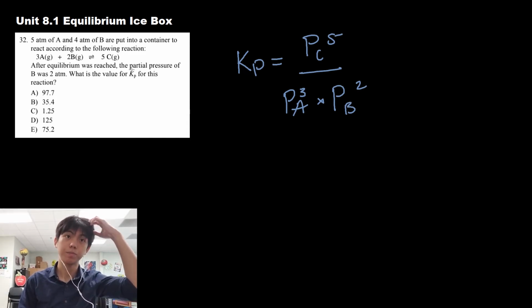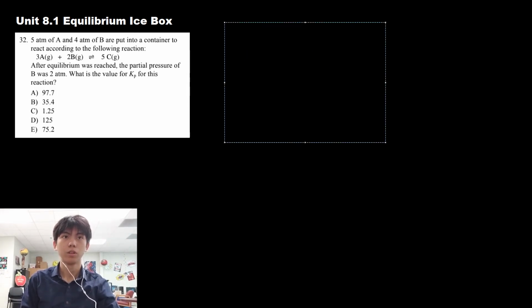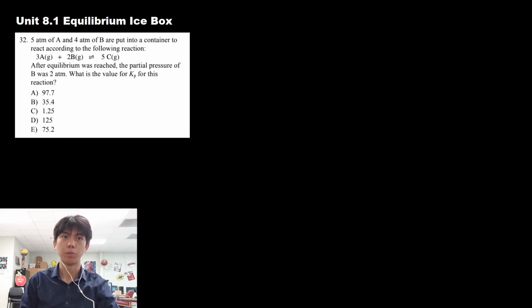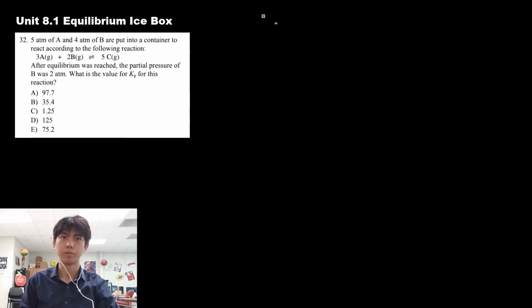And for this problem, we are given the initial state of the reactants. So right now, the partial pressure of A is 5 ATMs, while the partial pressure of B is 4 ATMs. With this information, we can easily set up an icebox. An icebox stands for your initial, your change, and at equilibrium.